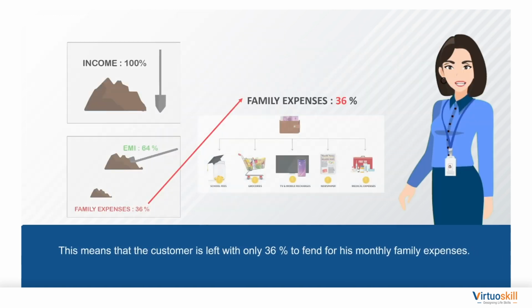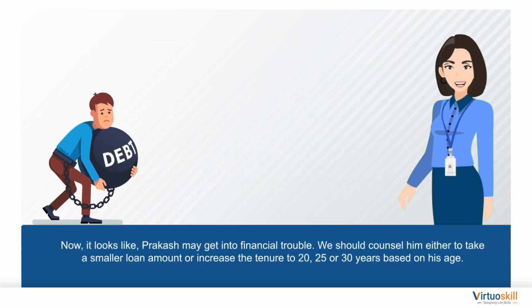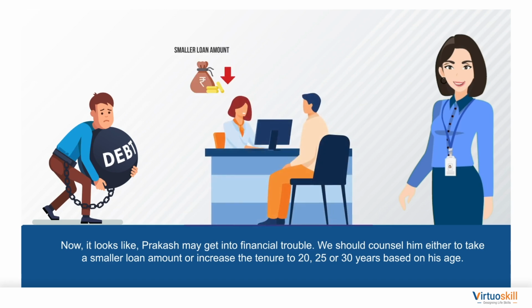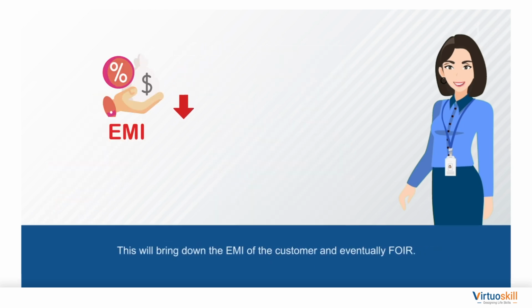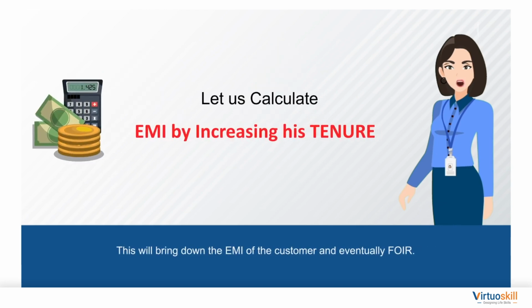This means that the customer is left with only 36% to fend for his monthly family expenses. Now, it looks like Prakash may get into financial trouble. We should counsel him either to take a smaller loan amount or increase the tenure to 20, 25 or 30 years based on his age. This will bring down the EMI of the customer and eventually FOIR. Let us calculate his EMI by increasing his tenure.